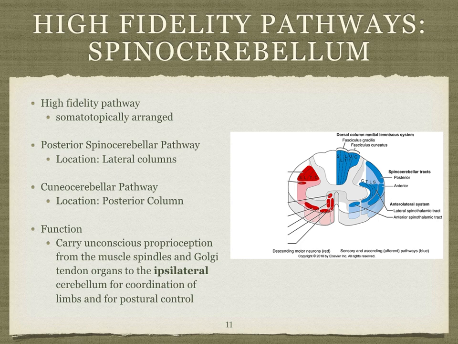And the reason why these two are associated is because of how they receive information. Now we're getting unconscious proprioception, so this is where we're going to see Clarke's nucleus play in. We're getting information from our muscle spindles, our Golgi tendons, our Pacinian or Meissner's corpuscles, or Merkel's, all that proprioception information, and it's coming to the same side of the limbs that it is getting information from. And so our posterior spinocerebellar is getting information from our lower body, and then our cuneocerebellar is getting information from our upper body.